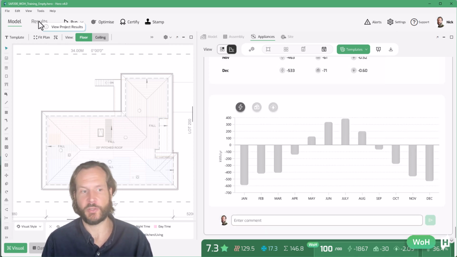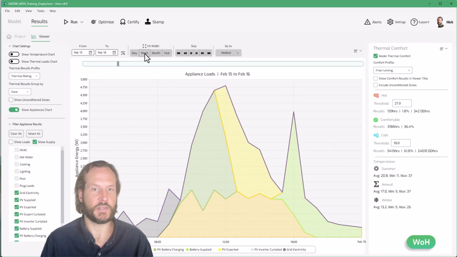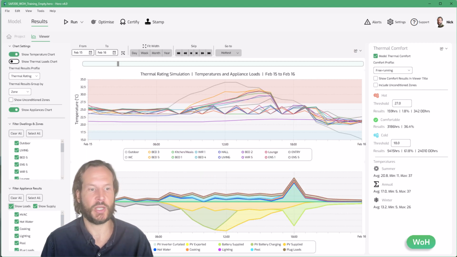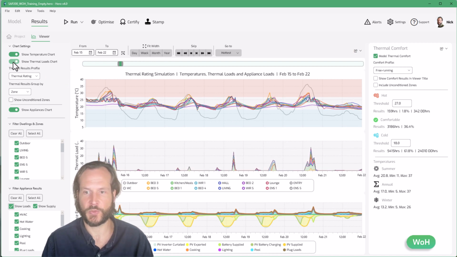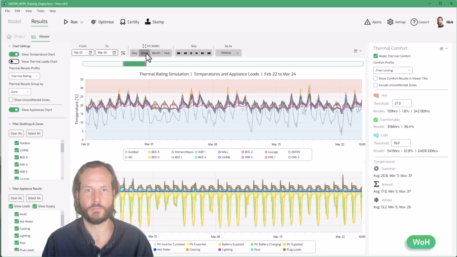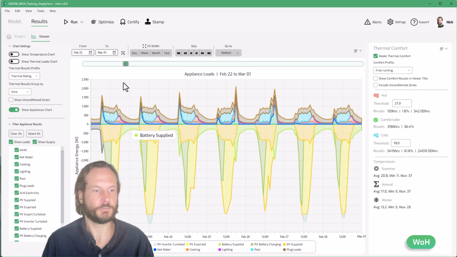The last part of the results side of things that you might want to discover is, as I was showing before, that the appliance results have been added into our hourly results viewer in Hero. And so you can see the hourly Whole of Home appliance results alongside your thermal temperature and thermal load results across the year, or just by themselves.